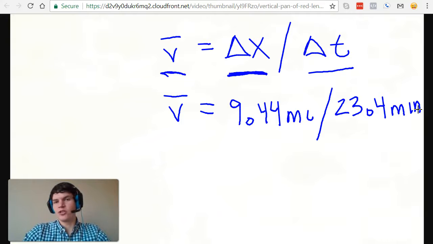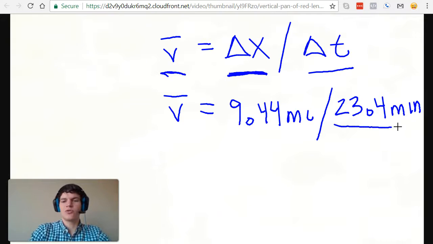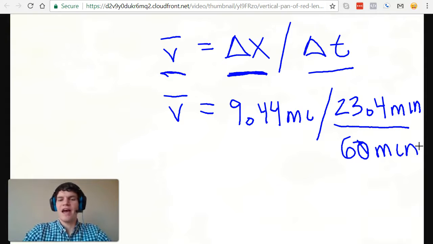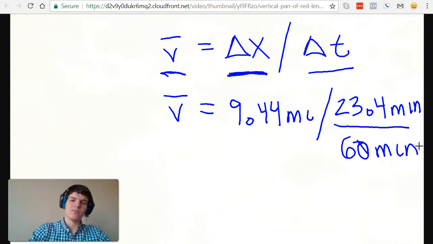Now, we could easily solve this for the average velocity in terms of minutes, but it's a good idea to take a look at the answer choices. What units are we dealing with in the answer choices? If you look back at the problem, you'll notice that we're dealing with miles per hour. Therefore, instead of solving this for miles per minute, I'm just going to do the conversion directly in the problem. So 23.4 minutes divided by 60 minutes will give me the hours that it took Johnny.